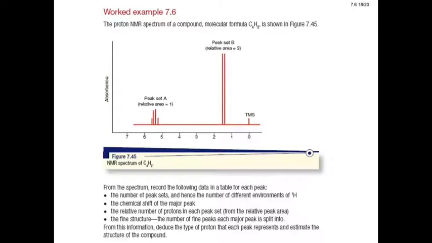Alright, one example, then I'm having a cup of tea and going away. This one will be proton NMR. Proton NMR spectrum of a compound. Now, they're telling us it's C4H8. That's pretty interesting.